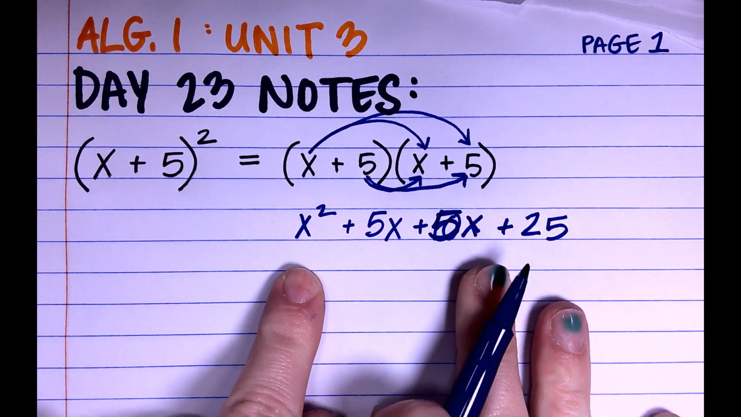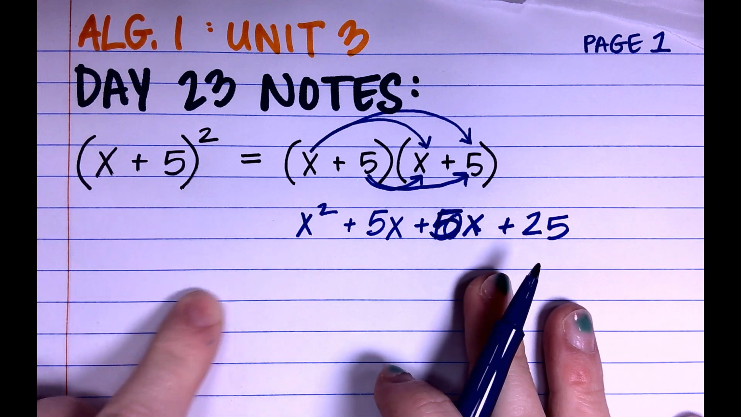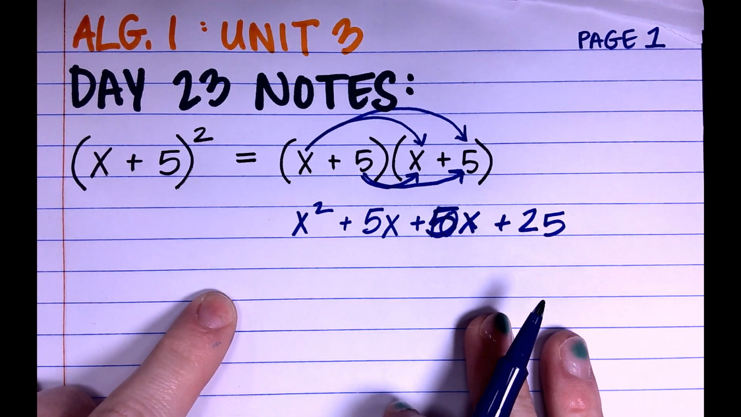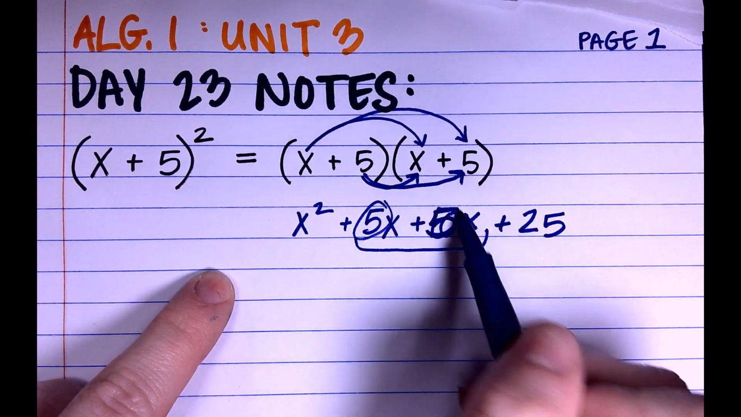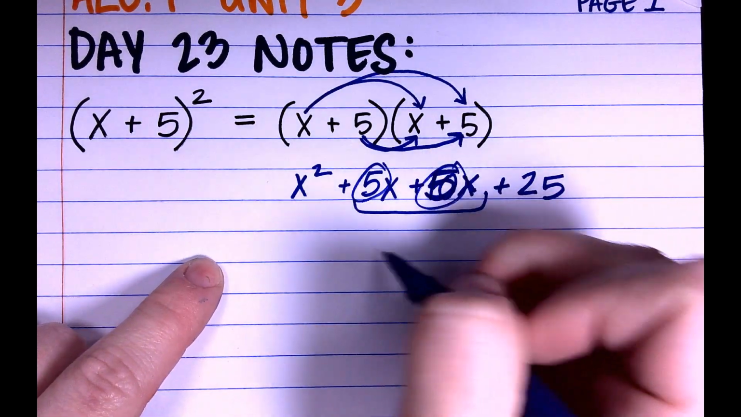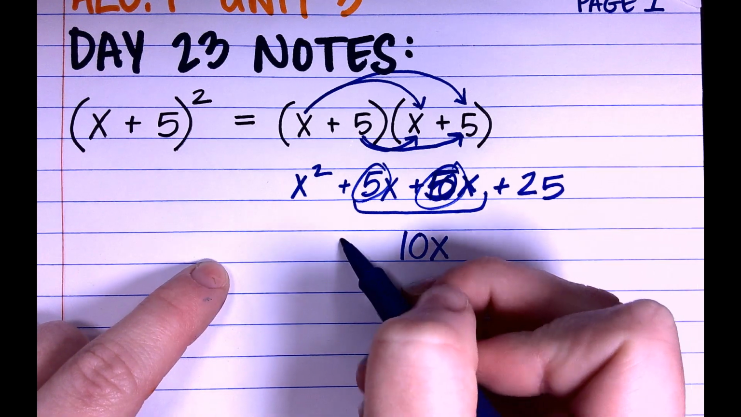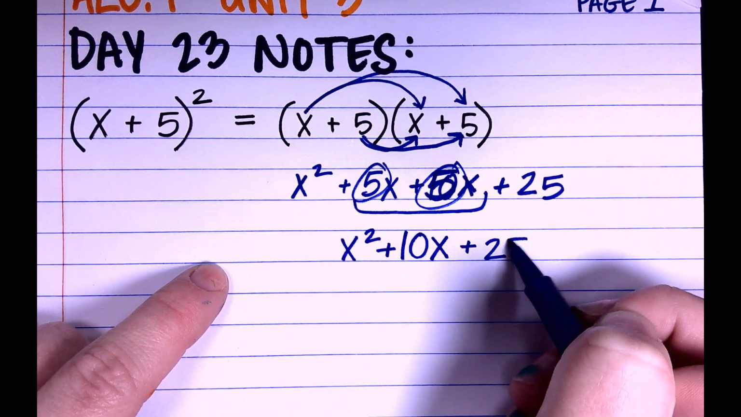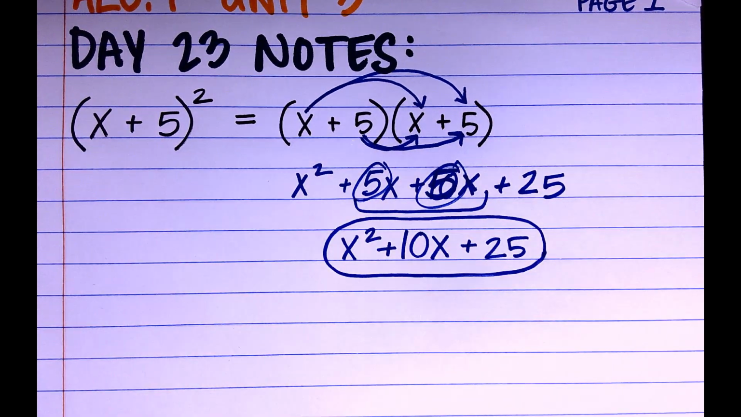25. Now, after we multiply, remember when we go to the step where we combine like terms, do the exponents change? No. Now we're just looking at the numbers that are attached to the same variable. What is 5 plus 5? 10x. So I'll bring the rest down. X squared plus 10x plus 25. That is our answer.